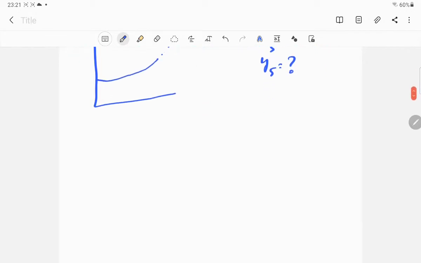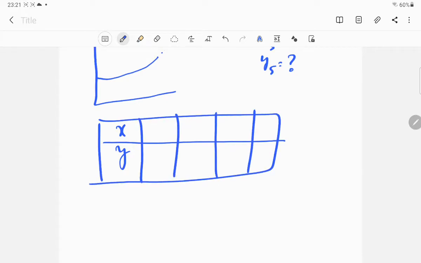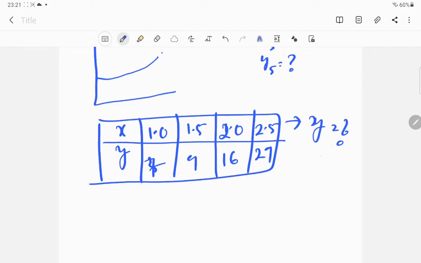Again I am giving you an example. Suppose the data table is given like this: x values 1, 1.5, 2.0 and 2.5, and y values 7, 9, 16, and 29. Now I am asking you to find the value of y at x equal to 1.79. Then what will you do? During this kind of question we will use the method of interpolation.